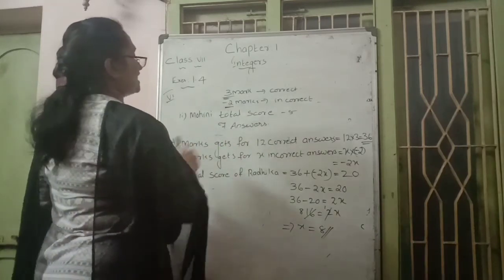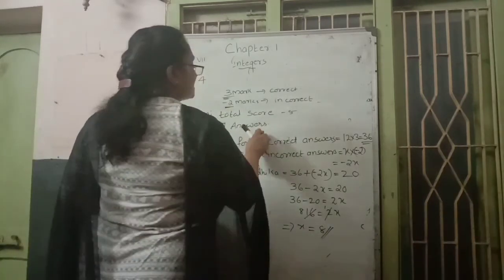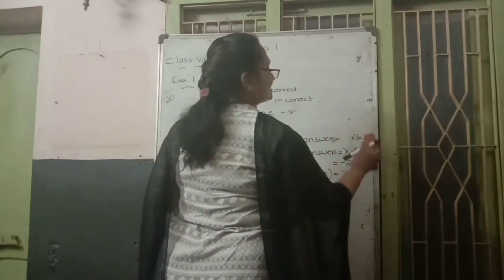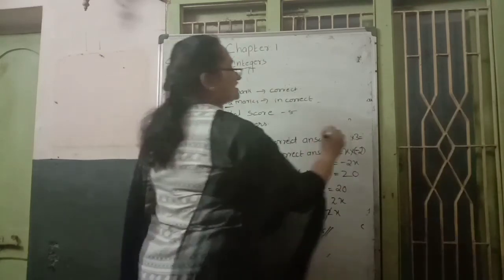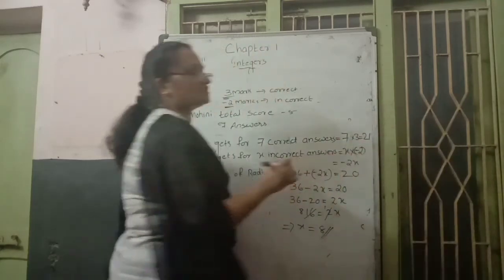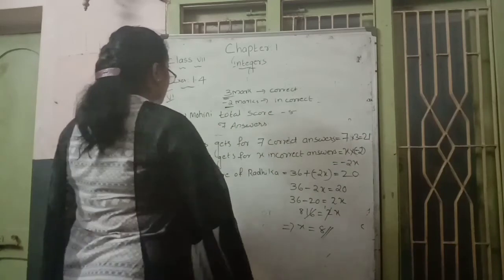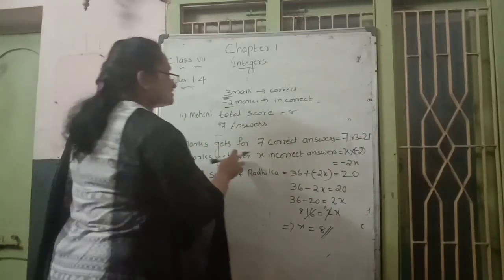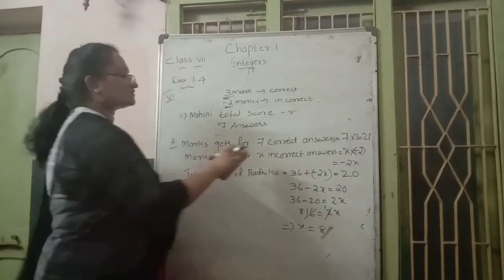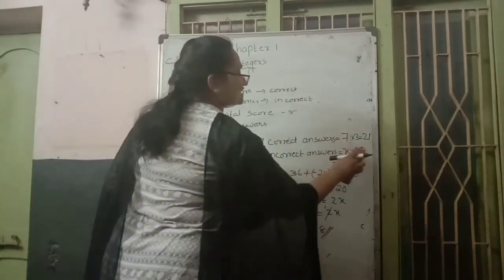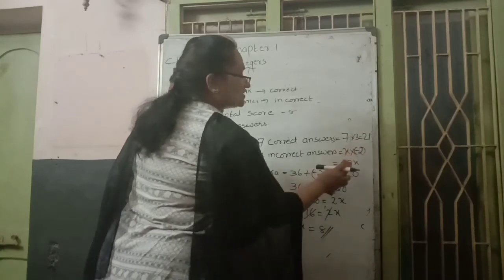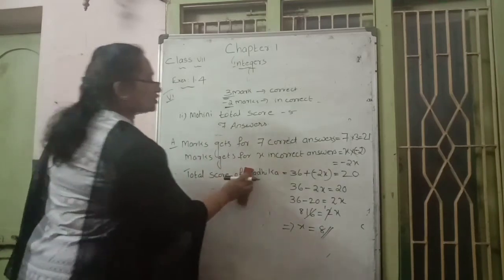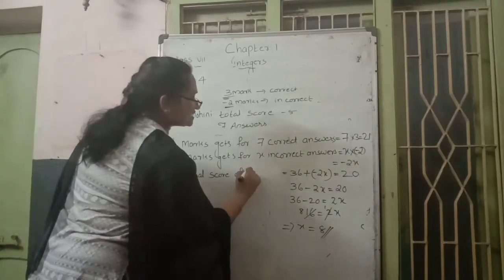Marks for the correct questions: 7 correct answers, and each question gets 3 marks. So 7 into 3 gives 21 marks. But how many answers she made mistakes in, we don't know, so we consider the unknown as x. x incorrect answers is x into minus 2, so minus 2x. Therefore, the total score of Mohini is as follows.